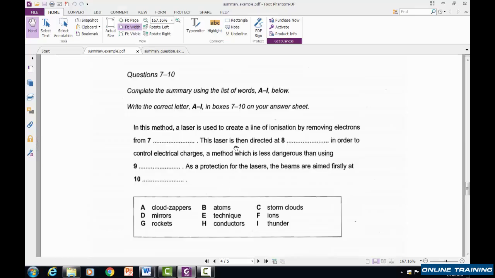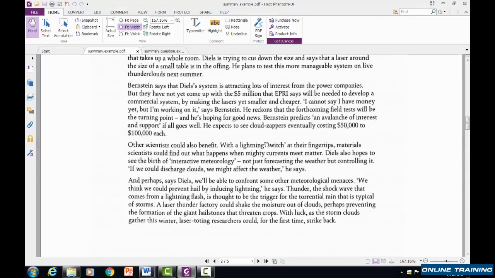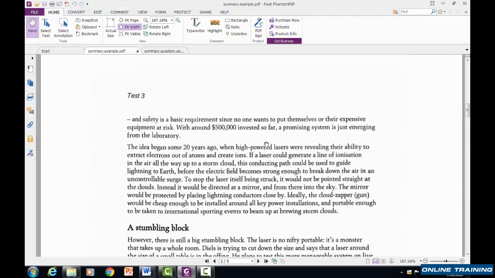Okay, and then for our next one, we're looking at "the laser is then directed at." Directed is like pointed towards. That's what the word directed means. The laser is then directed at, in order to control electrical charges. So what is the laser directed at?